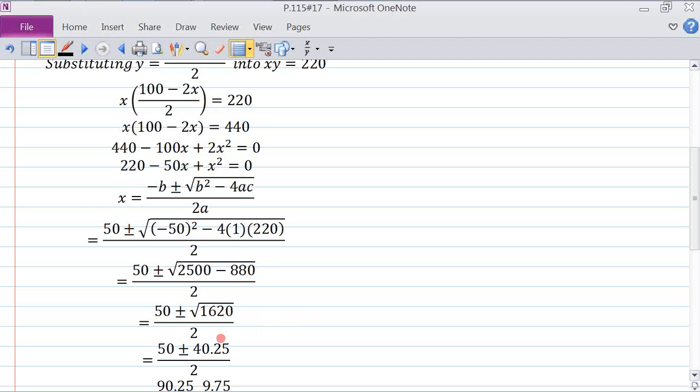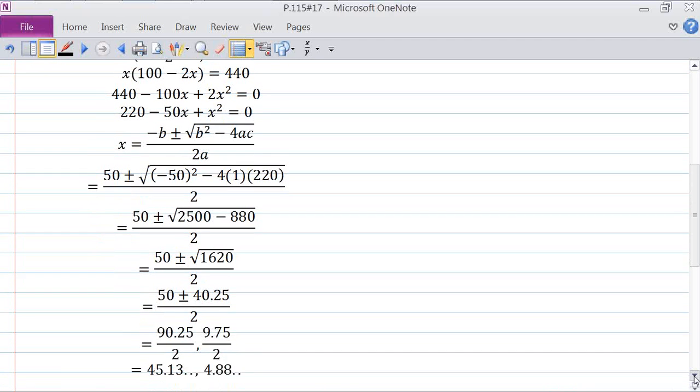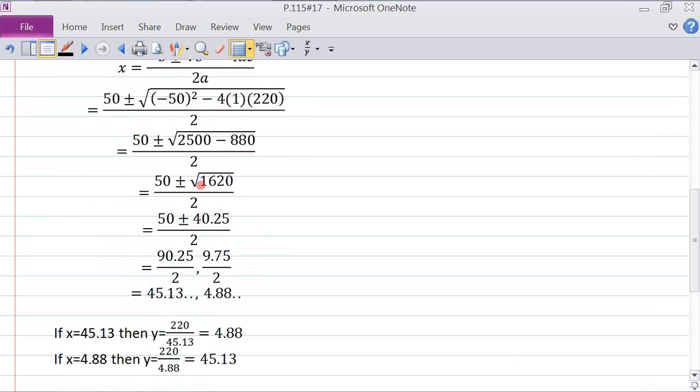So the square root of 1620 is 40.25. So I have two possible solutions. I have 50 plus 40.25 over 2, which is 90.25 over 2. And I have 50 minus 40.25, which is 9.75 over 2. So the two solutions: this divided by 2 gives me 45.13, and this divided by 2 gives me 4.88.